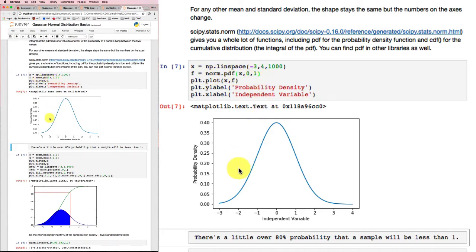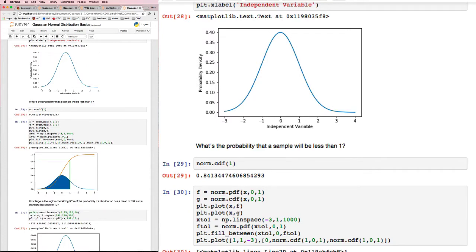Norm.pdf is what got us our PDF. So let's see if we can get some useful answers out of these functions. We might ask the question, what's the probability that a sample will be less than 1? So if the value here was 1, then the integral under this curve all the way back out to as far as we can go would be the probability of having a sample turn up to be less than 1.